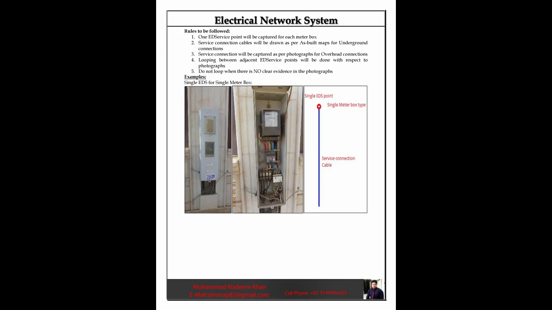2. Service connection cables will be drawn as per as-built maps for underground connections. 3. Service connection will be captured as per photographs for overhead connections. 4. Looping between adjacent EDS service points will be done with respect to photographs. 5. Do not loop when there is no clear evidence in the photographs.